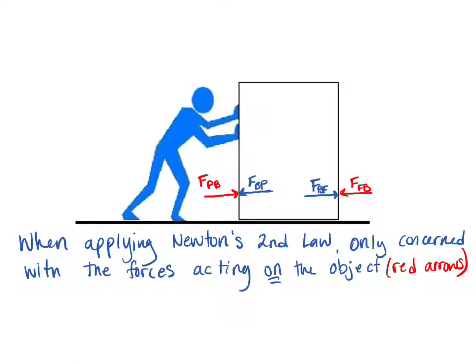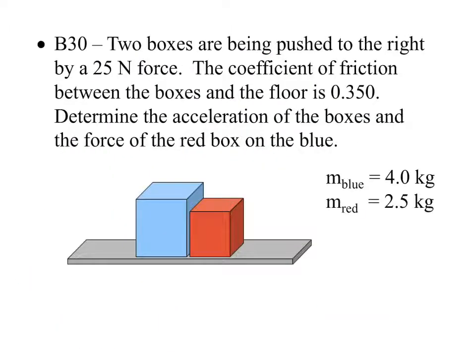So if it was something like this, again, we only care about the forces acting on the object, but there's only one object, so we can just use Newton's second law as we normally would. But now when we're looking at the forces acting on the objects, the blue box is exerting a force on the red box, and the red box is exerting a force on the blue box. So we have to keep that in mind when we're using Newton's second law, that we also have the third law at work here, which is always at work, but now we need to consider it in our calculations.